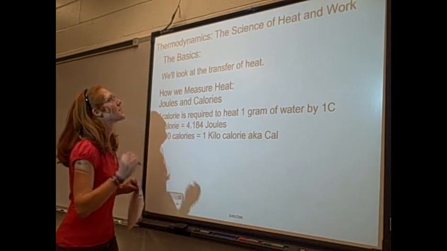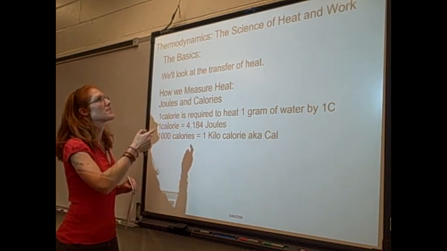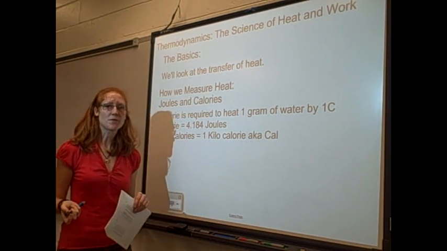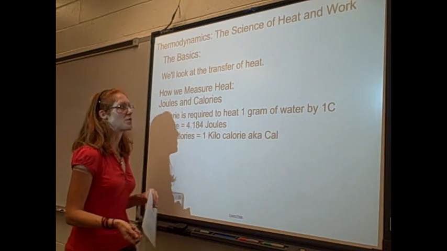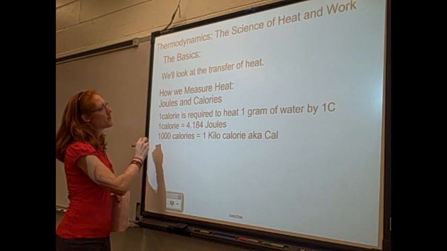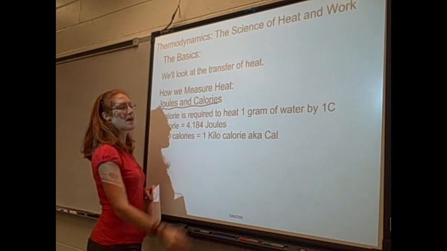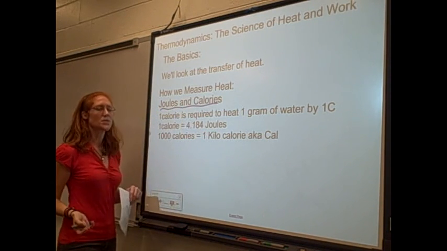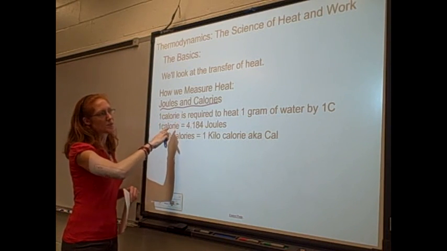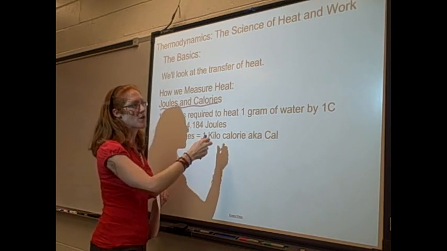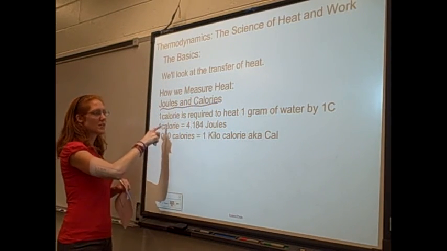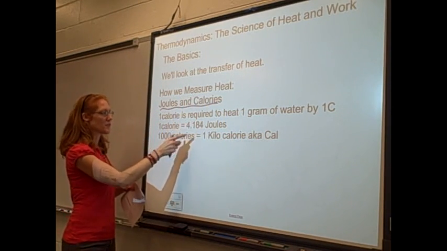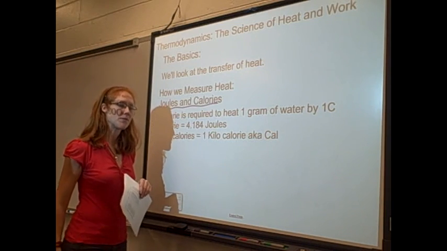So let's start off with an introduction to thermodynamics. This is going to be measuring the transfer of heat, and one of the ways we measure heat being transferred is using calorimetry. So you're going to need to know how to use joules and calories. These are the two main units we use. 1 calorie is the amount of heat that's required to heat 1 gram of water by 1 degree Celsius. And we can relate calories to joules using this conversion, that 1 calorie is equal to 4.184 joules.